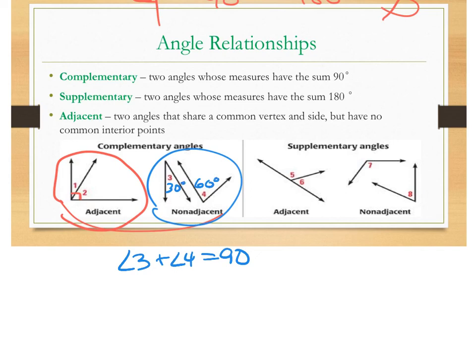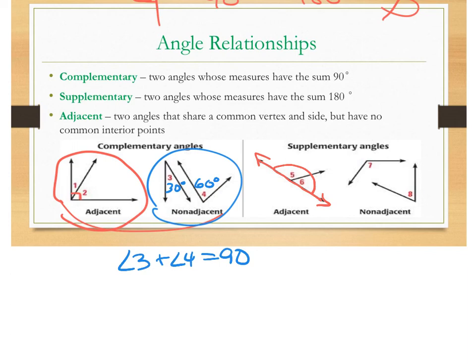The next ones are the supplementary angles. Notice that both of these angles are sitting on a straight line. It's forming a linear pair, and we're going to see that vocab word coming up. When they're both sitting on a line, remember, a straight line is a straight angle, and the measure is 180 degrees. So this would be an example of two supplementary adjacent angles.